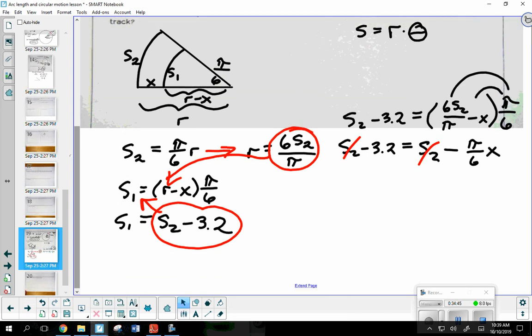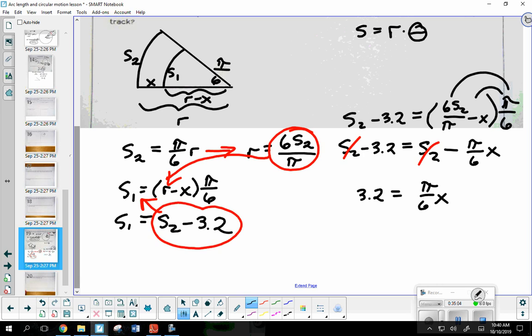So now it's just down to a simple little equation. Negative 3.2 is equal to negative pi over 6x. And the fact that both sides are negative, I can just go ahead and make them positive. But even if I didn't, the two negatives would eventually cancel each other out anyway.